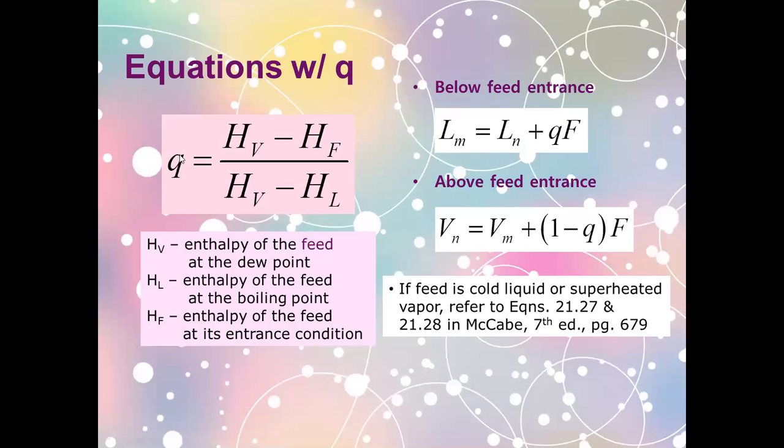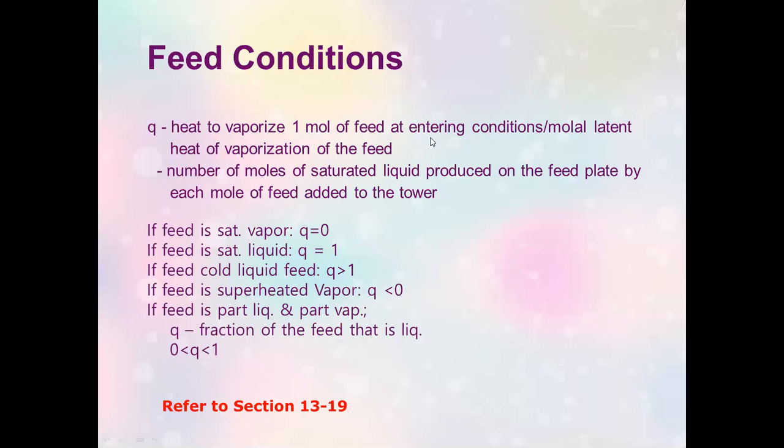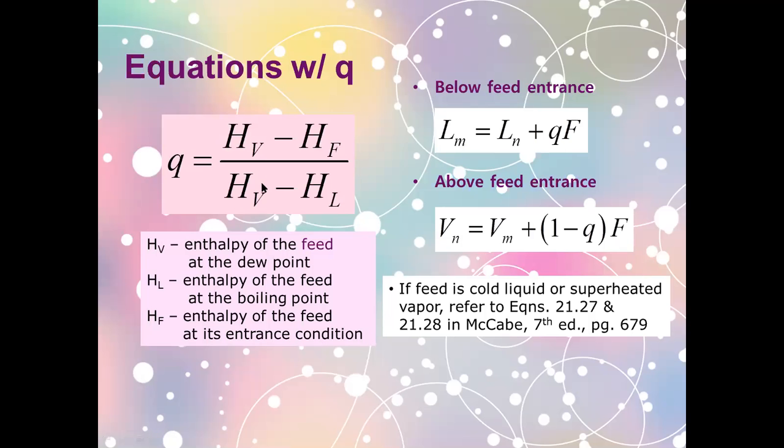Now, this is another equation that you can use in determining the Q based on the first definition here, the heat to vaporize 1 mole of feed at entering condition divided by the molar latent heat of vaporization of the same feed. So using that particular definition, this is how your Q would be. If your feed is cold liquid or superheated vapor, I'm referring you to equations 21.27 and 21.28 of the 7th edition of McCabe. That's found on page 679. So I leave that to you to check, because anyway, this book has a soft copy online.